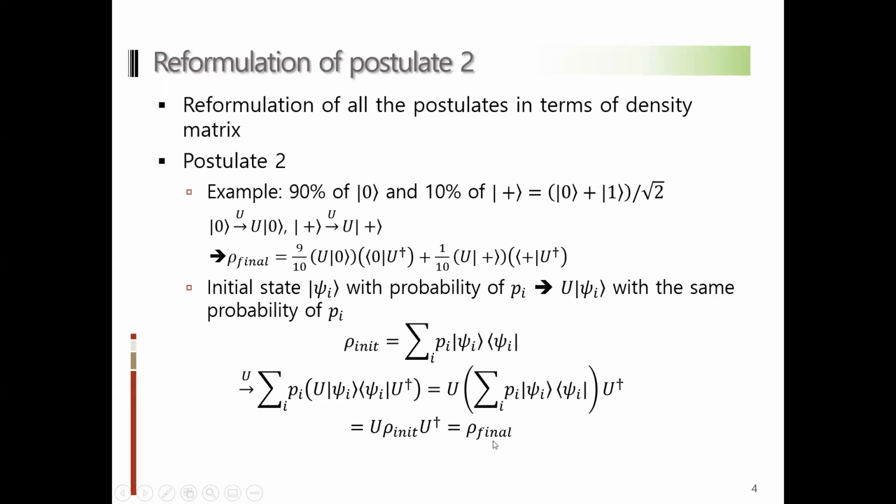So we can say that the density matrix corresponding to the final state can be easily obtained by just multiplying the unitary operator on the left side of the density matrix of the initial state, and also multiplying the Hermitian conjugate of the unitary operator on the right-hand side. Then we can obtain the density matrix of the final state. So this is quite a simple relation between the density matrix of the initial state and the density matrix of the final state.